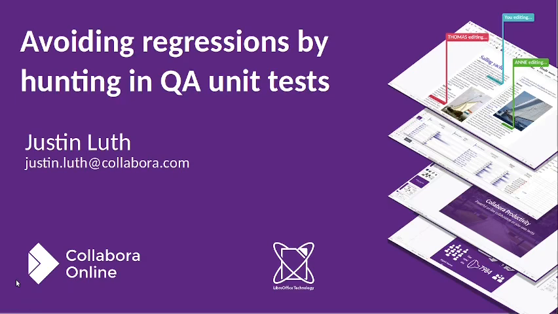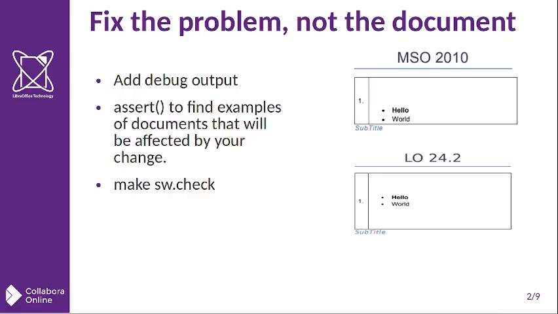I hate regressions, especially when I am to blame. Cisco's use of the Office Interoperability Testing Suite has been invaluable for finding my regressions, but I would prefer to notice them before my name ends up in a bug report. So in this talk, I want to share my recent practice of asserting to find existing unit tests that will be impacted by each patch.